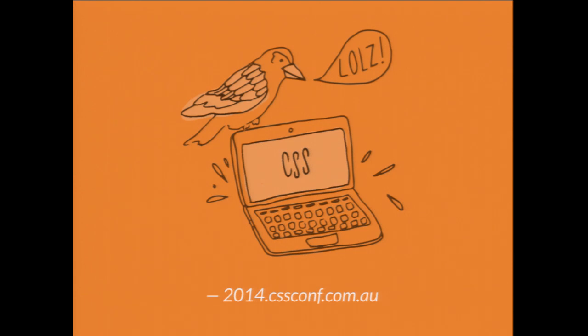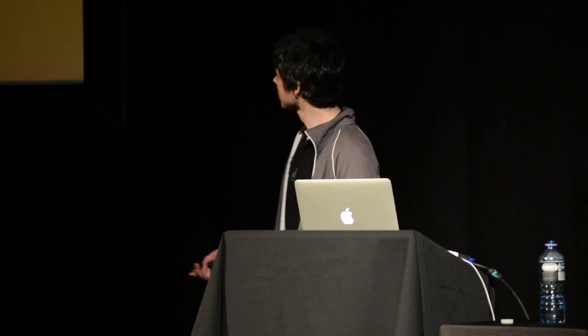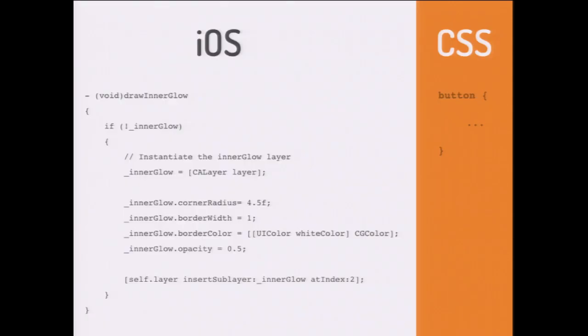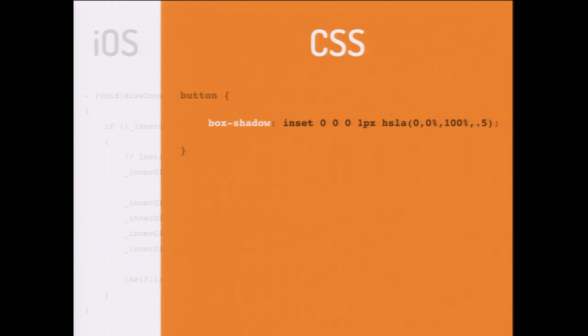And so there's no denying, CSS is not perfect, and I think probably never will be. But there's two things I really like about it. And one is it has a simple syntax. I'm not really into iOS, so I don't really know, but I found this blog post. And that's the code to draw an inner border. They call it draw inner glow. So yeah, it's just a lot of lines, right? And then if we look at CSS, it's just a sweet single line.